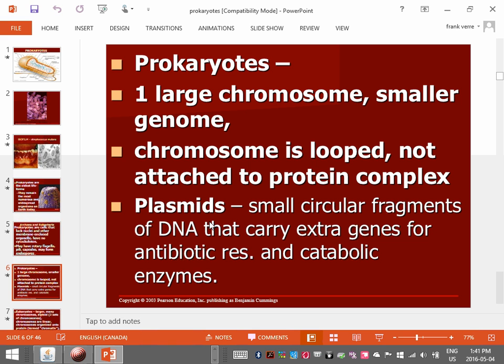Yeah, 46. 23 pairs, right? Their chromosome is looped. So in other words, if it's looped, there's no end. Our chromosomes are basically like a ball of yarn, but we know a ball of yarn has a beginning and an end if you stretch it out, right? In other words, there's our loops.